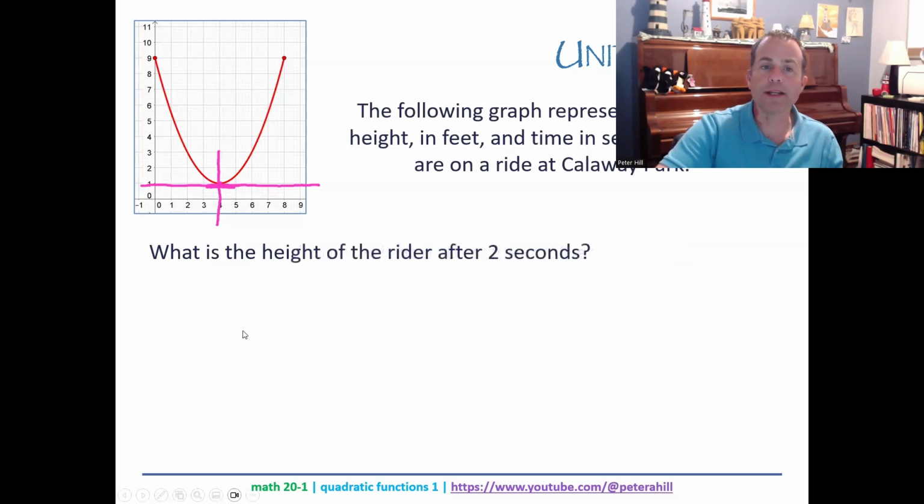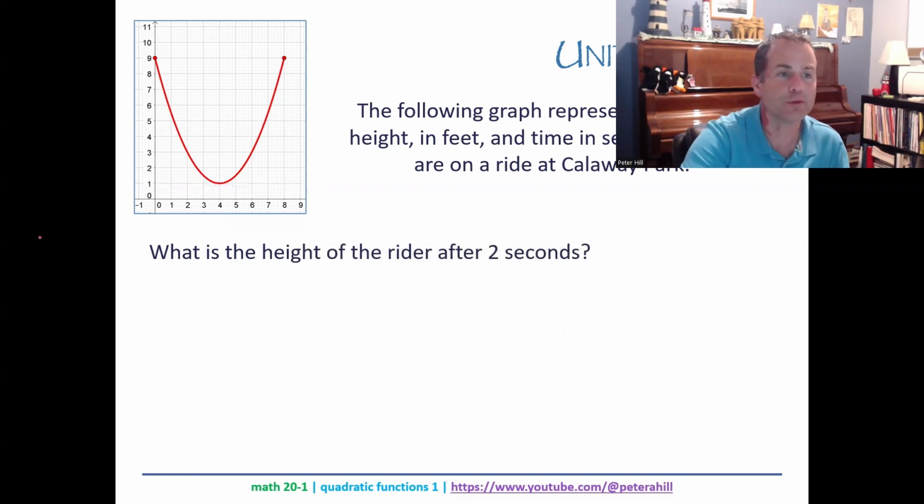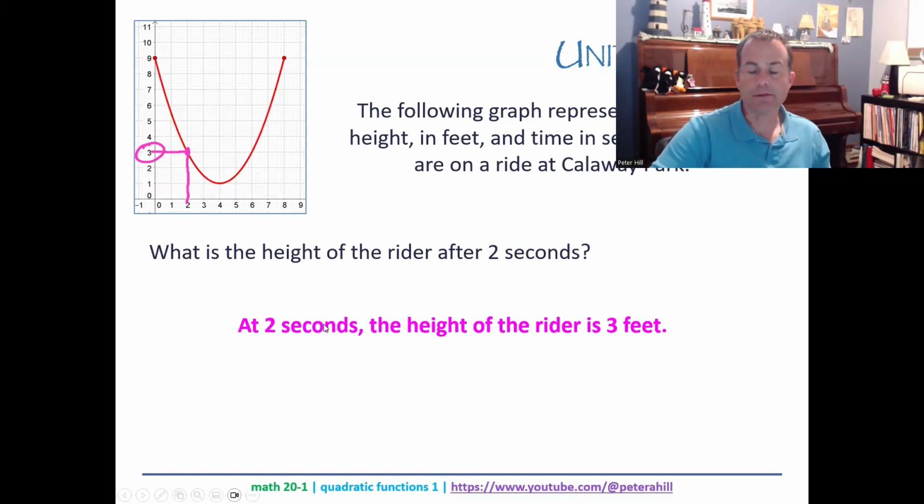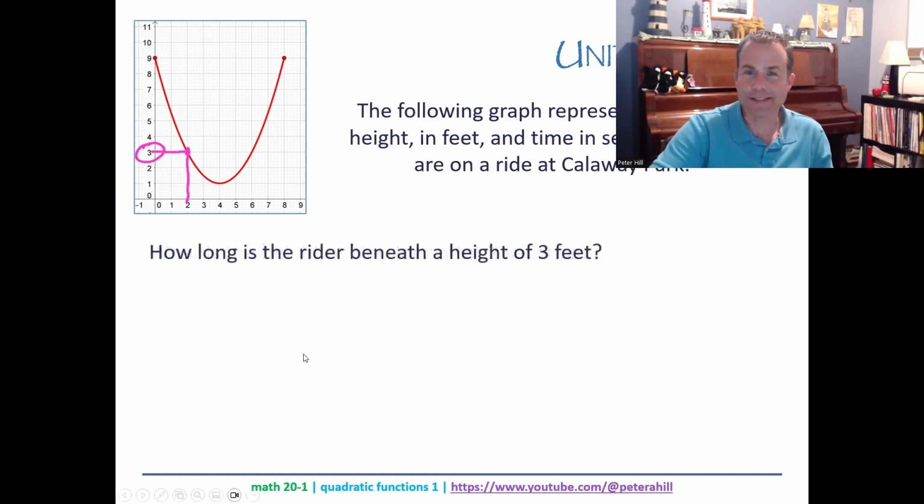Awesome. What is the height of the rider after 2 seconds? So I head over to that 2-second mark right there, and then I can see the height of the rider right here is 3 feet. Okay. So at 2 seconds, the height of the rider is 3 feet. Yay for us. See, this isn't bad.